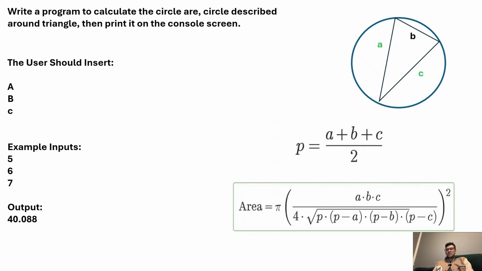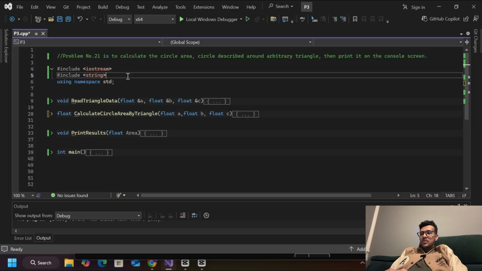Alright, so let's go to Visual Studio. This is our solution of problem number 21. It's about calculating the circle area, circle described around an arbitrary triangle. Sorry, I forgot to put arbitrary on the slide. So it's a circle described around an arbitrary triangle, then print it on the console screen.